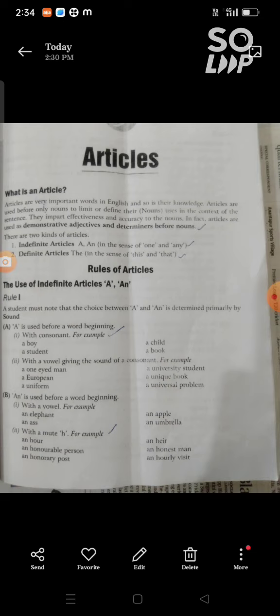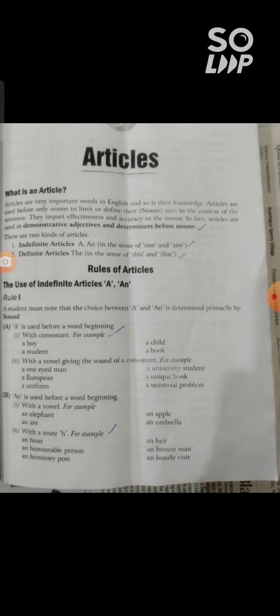You see, the words which are used before nouns and which determine the nouns are called adjectives. So articles function as demonstrative adjectives. At the same time, articles function like determiners before nouns. So that is how articles are used in sentences. Once again I repeat: articles are the words which are used before nouns, which means that articles function as demonstrative adjectives.